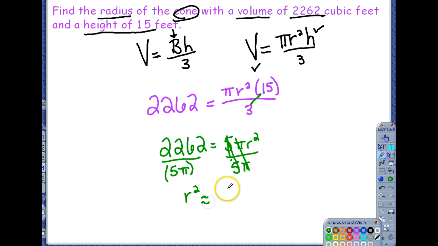I get about 144.0034. So we'll just say 0, 0. And then I'm going to leave the decimal. Now, after that, I'm going to take the square root because I want just the radius. I don't want r squared.